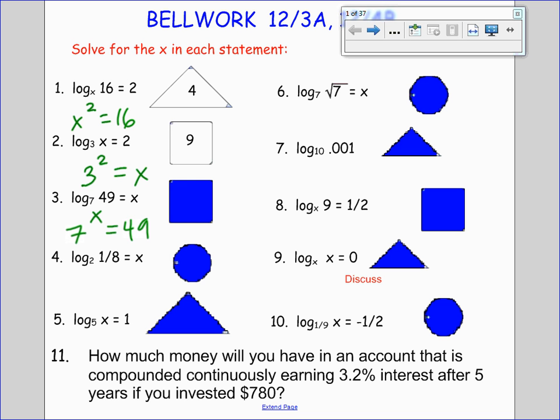Awesome, you guys. 7 to the what exponent x equals 49, so what would that have to be? Dakota? 2. Raise your hand if you had 2 for number 3. Awesome, thanks. And so now we'll go ahead and continue on with the party.